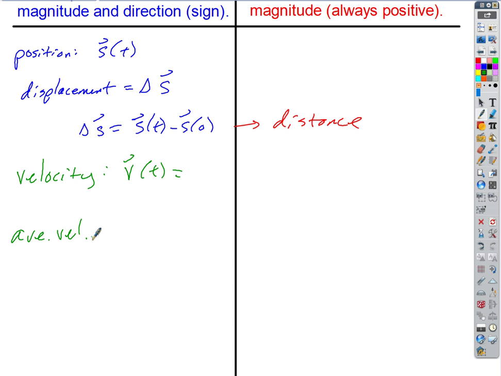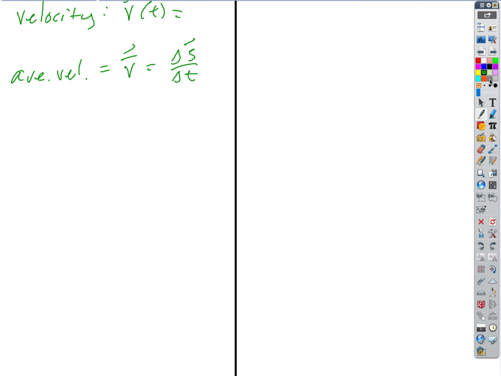Average velocity, which is what you guys are stuck talking about because it's not a calculus-based physics class. Average velocity, which we just call v bar, typically. V bar, bar means average, is just displacement over time. That's all that is. That's just going to be change in position over change in time. What's that look like to you? If I were graphing this, what would that look like?